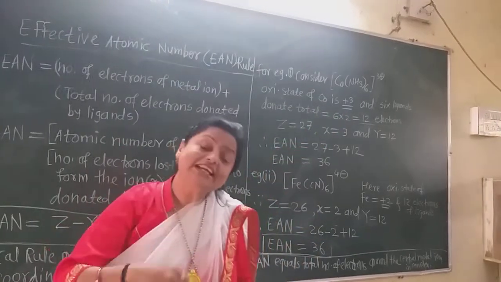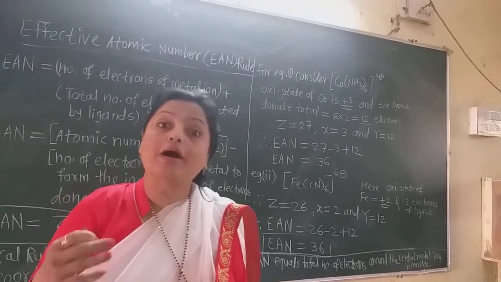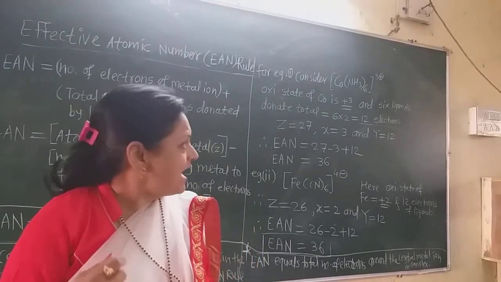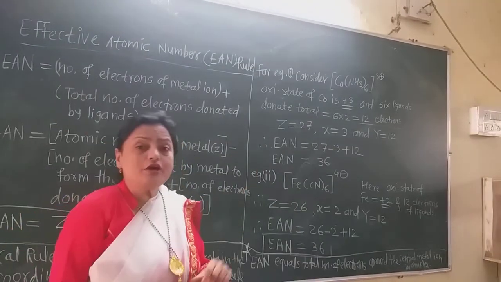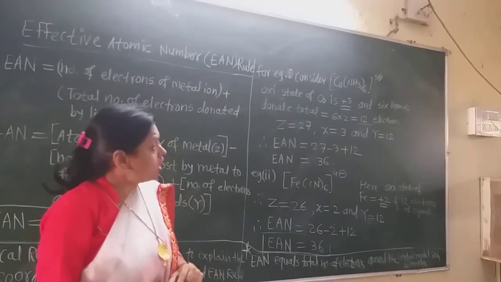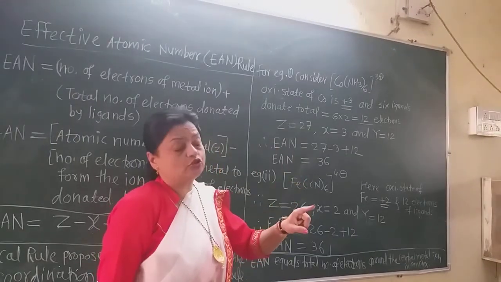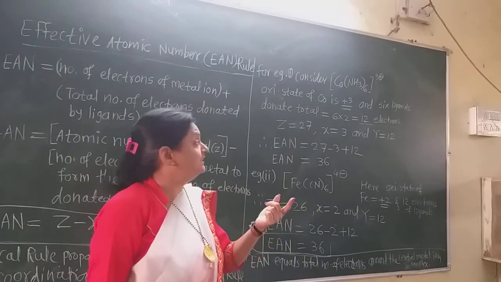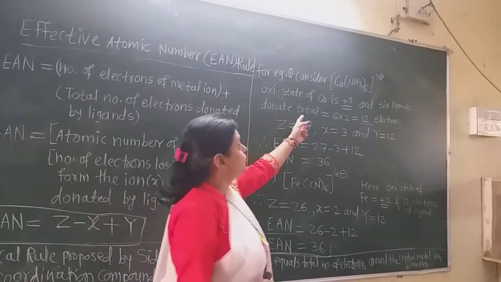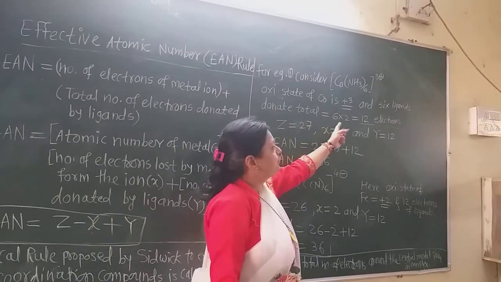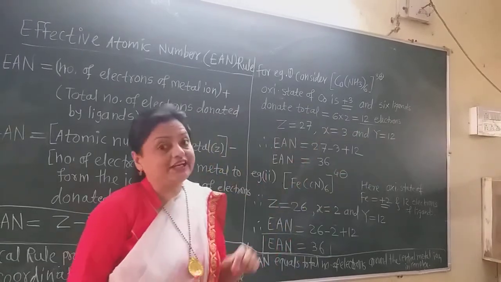That means 3 electrons are given up by the cobalt atom during formation of the ion, and there are 6 ammonia ligands. So the total electrons donated by these 6 ligands: 6 into 2, that is equal to 12 electrons.